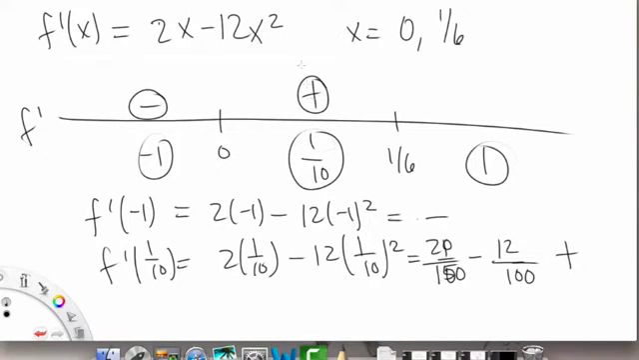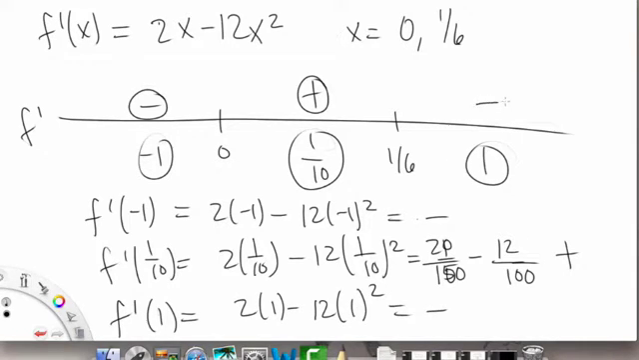Now we switched over to positive, and our last point is going to be f prime of 1. That's going to be 2 times 1 minus 12 times 1, basically. So that'll be a negative again. Now we're back into the negatives. Okay, so here, let's see what's going on. We have this interval divided by the critical point of 0, and this interval defined by 1 over 6. Sorry, I kind of made that really bold.